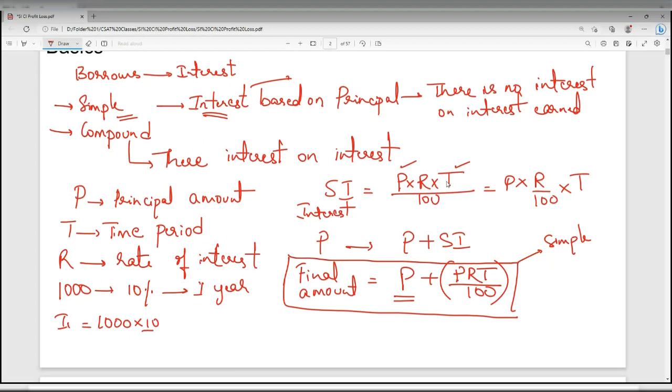Sorry, 10% of 1,000 is 100 rupees. If you have borrowed it for 1 year, the interest would be 100. If you had borrowed it for 2 years, the interest would be 200, because T would be 2 here, so you multiply by 2. So this is simple interest.